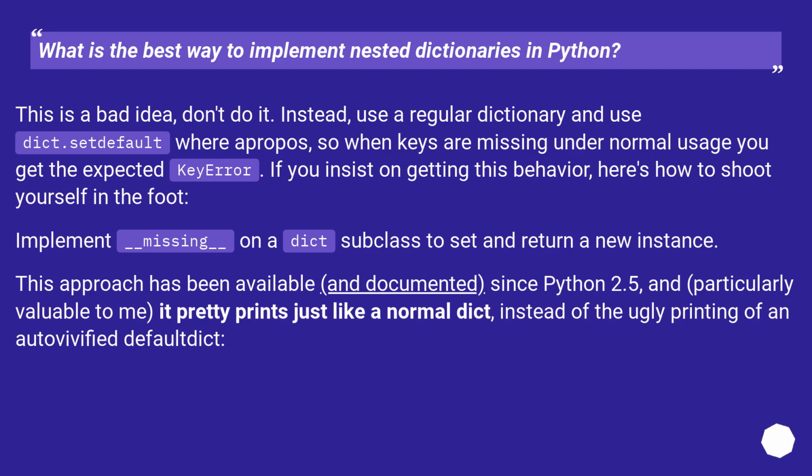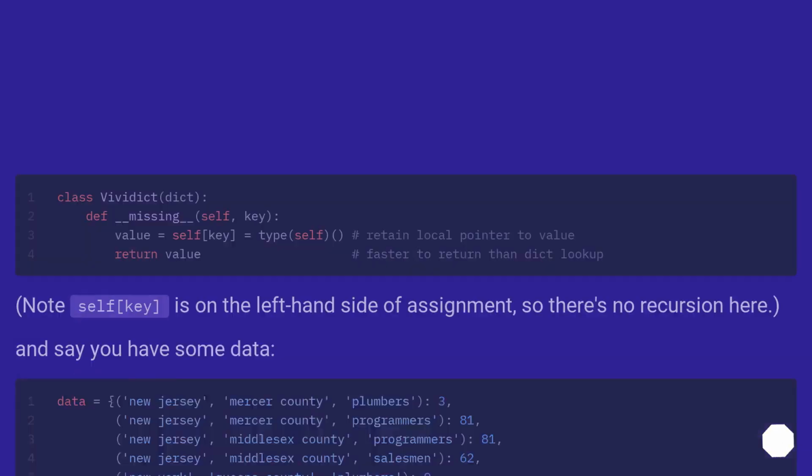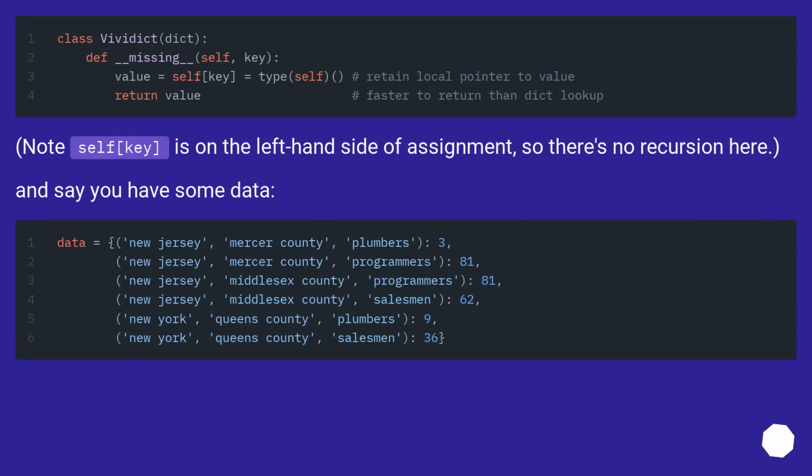Implement __missing__ in a dict subclass to set and return a new instance. This approach has been available, and documented, since Python 2.5, and, particularly valuable to me, it pretty prints just like a normal dict, instead of the ugly printing of an auto-vivified defaultdict. Note self[key] is on the left-hand side of the assignment, so there's no recursion here.